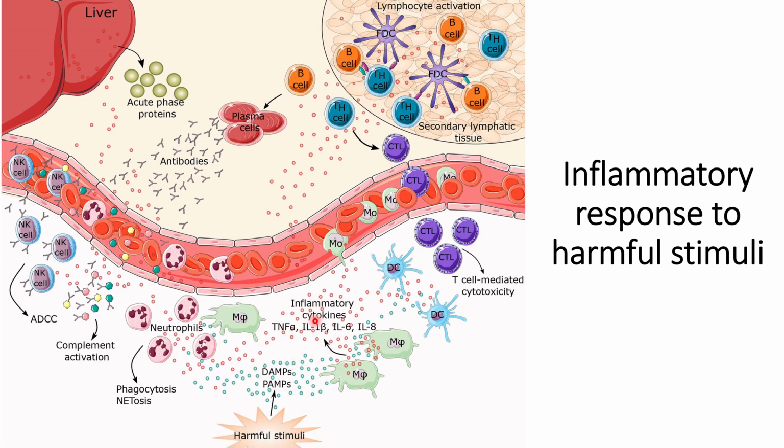At the same time, it will also start preparing for the adaptive immune response, which is more specific towards this harmful stimulus. And for this, the mature dendritic cells along with the macrophages have the ability to transfer the antigen specific information to the T cells, and these T cells will then convert into activated T cells that will cause T cell mediated cytotoxicity.